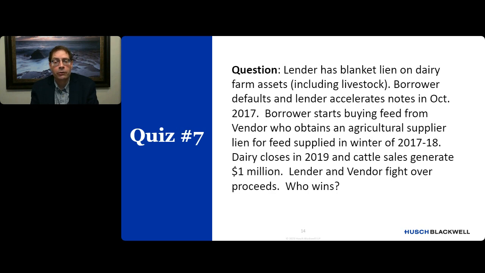So the dairy closes, the cattle are sold. There are $1 million in proceeds. The lender and the vendor fight over the proceeds. Question is, who wins? Let's think about it.